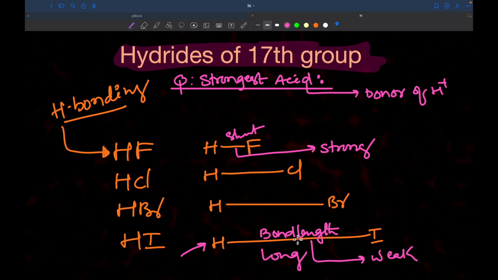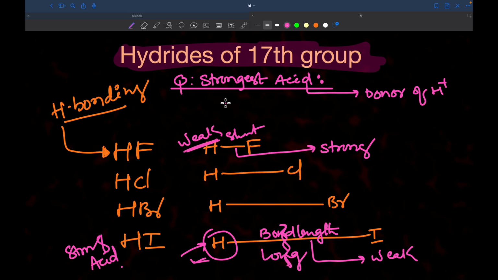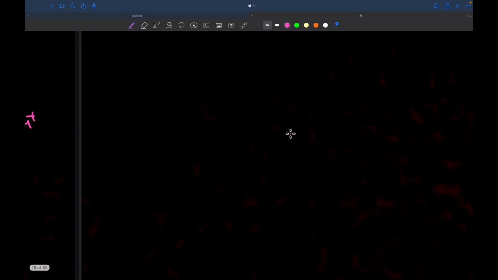Here this bond is weaker, so it is easy to break down, so it behaves like a good donor of hydrogen. Therefore HI is a strong acid, whereas HF is considered the weakest acid. Because of this bond, the acidic strength is HI greater than HBr greater than HCl greater than HF. This is the order of acidity.